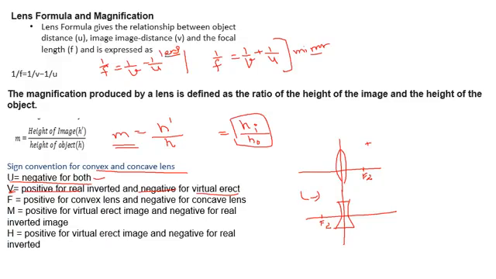Height is positive when the image is virtual. When the image is virtual, it is always on the top of the principal axis. So height is positive, right? But real image will always have height negative, because real images are always inverted. Okay, so these things you have to remember.